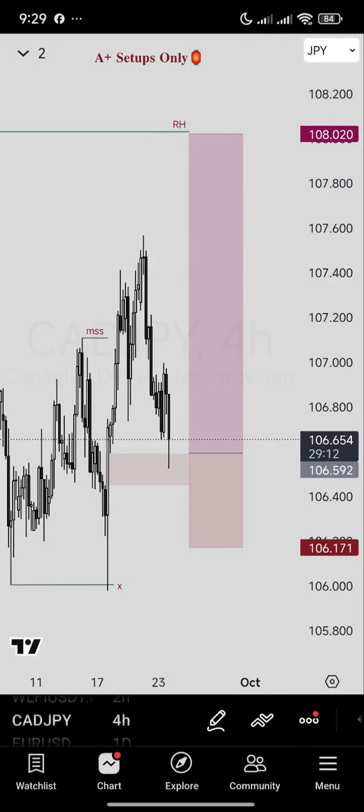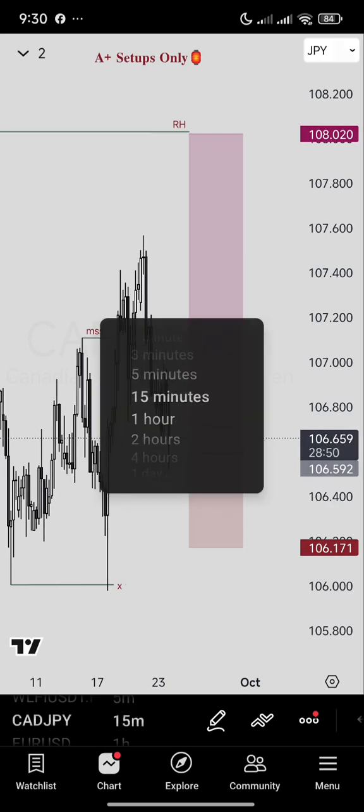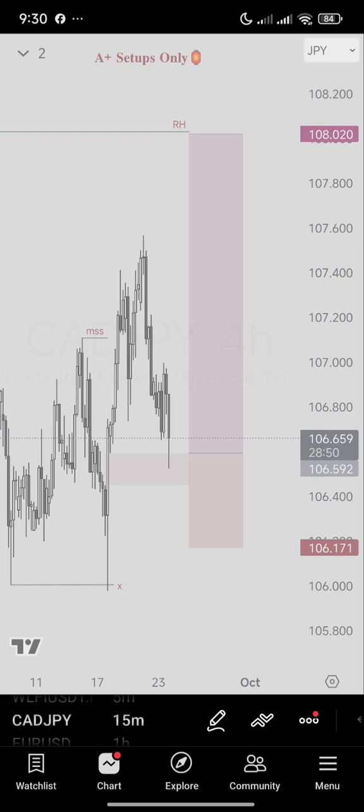You can also get a 15-minute entry, which will be your confirmation entry. Since you're viewing price from the 4 hour, you can get a 15-minute entry, and I'll show you how to do that right now. So let's move to this 15 minutes time frame.